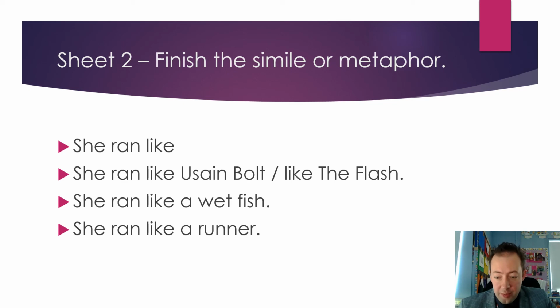It would be fine for me to compare her to something that ran fast, like the Flash, like Usain Bolt, like a cheetah, like a fast car. But it wouldn't be okay for me to just say the same thing over and over again. And that's what sometimes people find very difficult with simile and metaphor. Don't compare it to something that it already is, then it's too close.